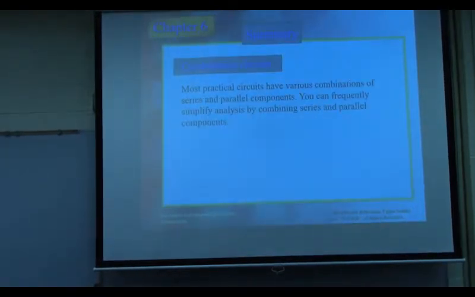Most practical circuits are not as easy as this. Usually they are combinational circuits, which means series circuit and parallel circuit all mixed together. To analyze combinational circuits, we need a new concept called the equivalent circuit. That means two circuits are electrically identical, not physically. They may be different in physics, but they are electrically identical.